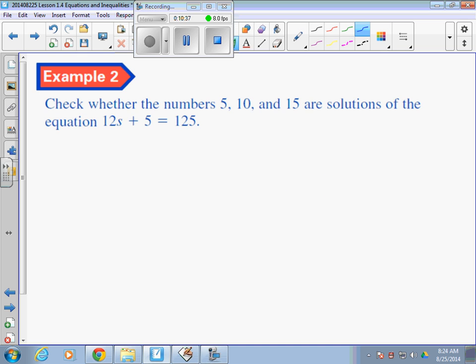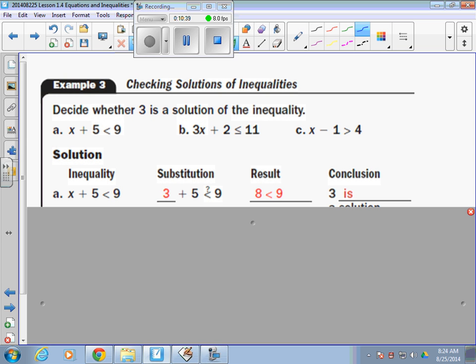Now I've got to go back a little bit. This is the one, and this is on your sheet. It says decide whether 3 is a solution of the inequality. They give us 3 different inequalities, but we're using the same value. So x plus 5, you're just substituting in the value. 3 plus 5 is less than 9. Now you're looking at this and determining its truth value. If you ever see that phrase, truth value, that is asking whether it's a true statement. 8 is less than 9.